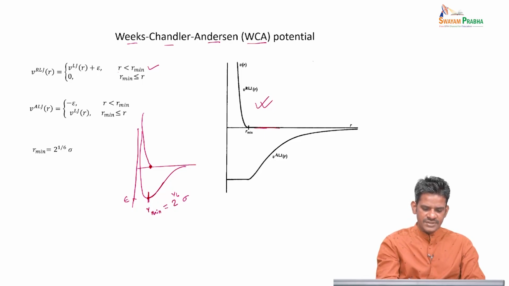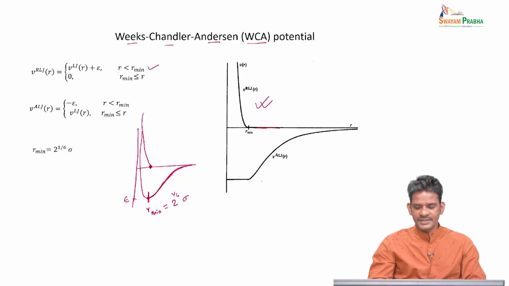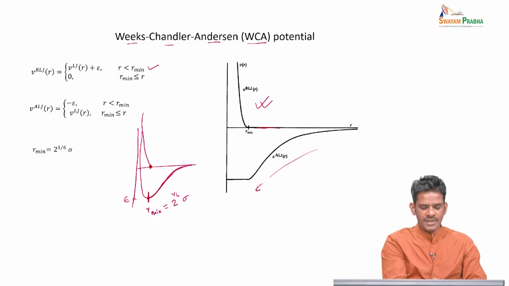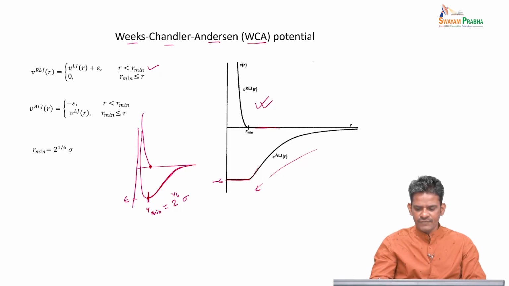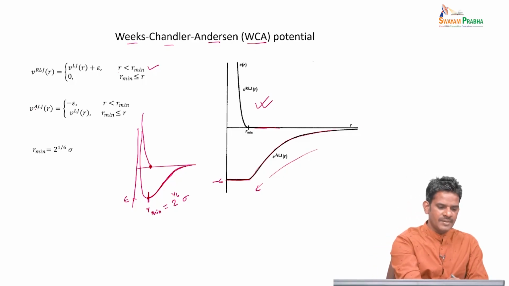Now what is the remaining part? The remaining part was this after cutting. So now what you do is you take this part and use that as a purely attractive potential. So that is shown here. Mathematically, for R less than R minimum, the potential is minus epsilon. So this is minus epsilon here. And then after that, it is a function of R goes through this. So you can see that this particular potential is always negative. That's why this is an attractive Lennard-Jones potential.